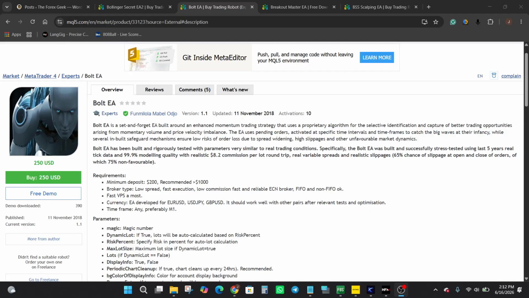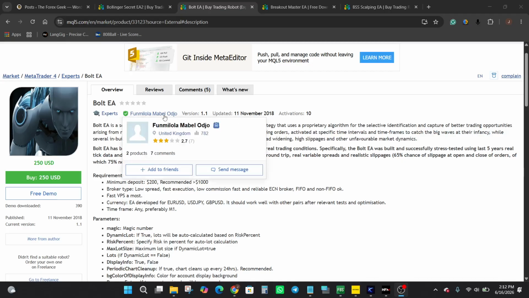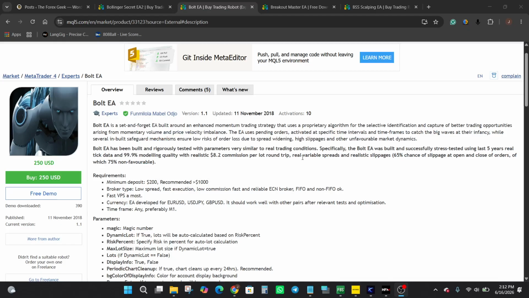In this review, I am taking a look at Bolt EA for MT4. I'll be walking through the MQL5 Marketplace page, covering the main features and settings, and then we'll look at the historical testing information provided by the developer to better understand how this expert advisor is designed to operate.